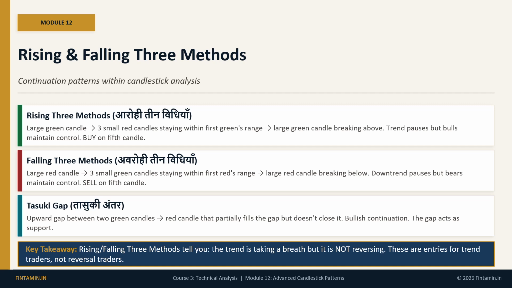Candlestick quick reference. Print the reliability scorecard from module 3 and keep it near you while charting. After 3 months of daily practice, looking at charts every morning for 15 minutes, you will recognize all patterns instantly. Pattern recognition is a skill built through repetition.